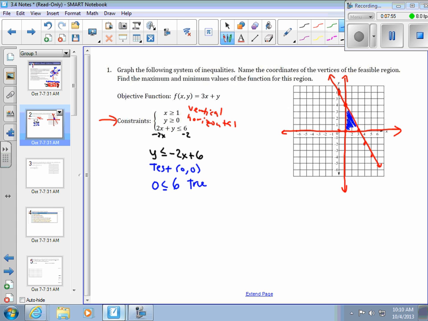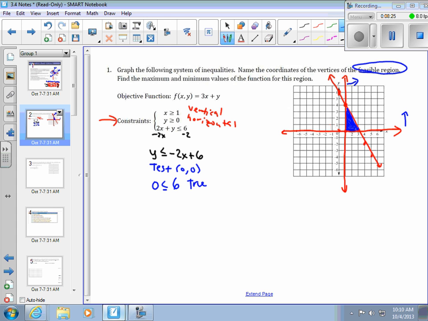Okay. Looking at the other ones, y is greater than 0. That would be everything above this horizontal line should get shaded. And x is greater than or equal to 1. That's everything to the right of this line. So it looks like the part that gets shaded by everything would be this little triangular region. That's our feasible region. Okay, so we found the feasible region.